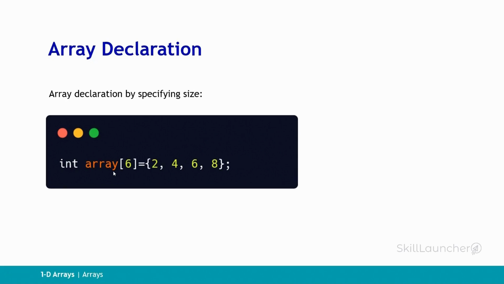Even it works when we specify the size. Let's say we need an int array of 6 elements. So 6 we will enclose within square brackets and initialize the elements. It is interesting to know that here we have given the values of only 4 elements. So what about the rest of the 2 elements? The rest of the 2 elements which are not initialized will be initialized to the default value of this data type. So here the default value of integer is 0. Hence the array elements would be 2, 4, 6, 8, 0 and 0. These will be the 6 elements.